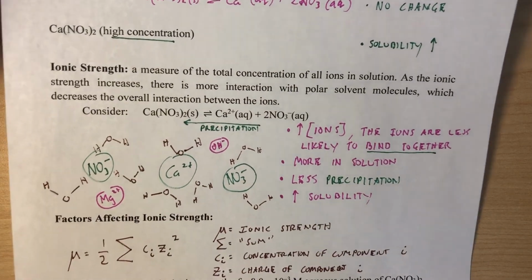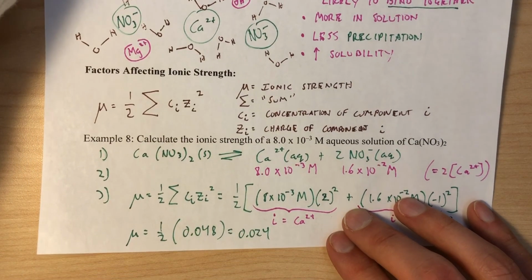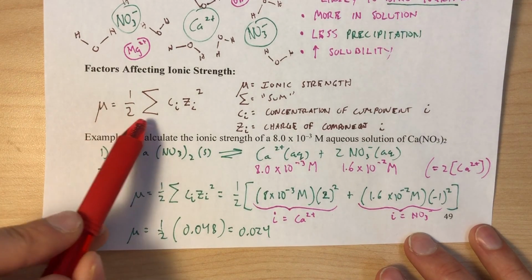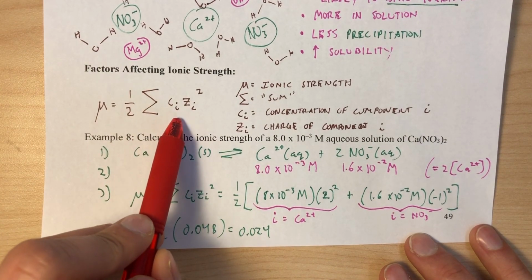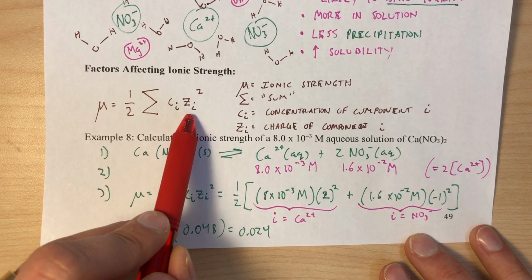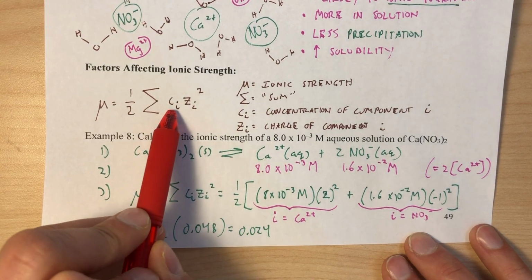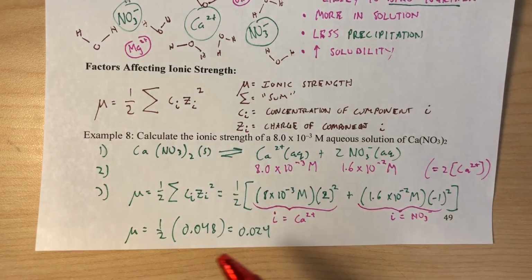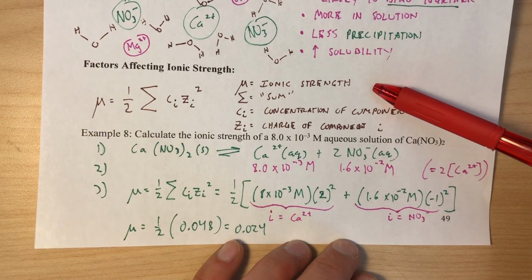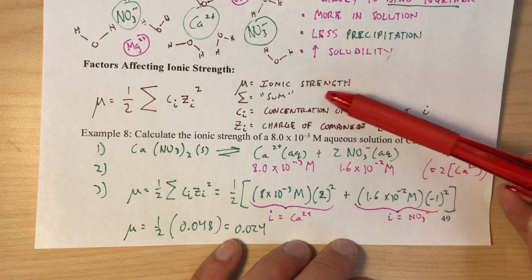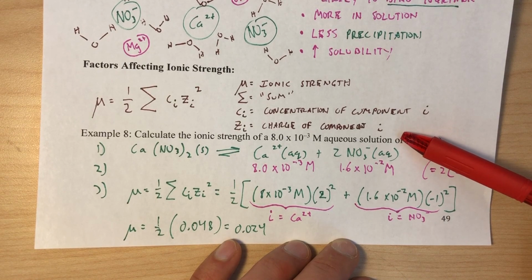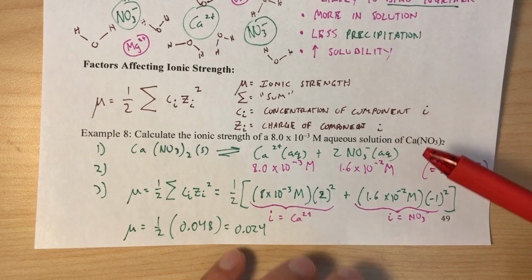Here are the factors that affect ionic strength, and we're going to describe ionic strength, mu, with the following equation. Mu is equal to 1/2 the sum of the concentration of component i times the square of the charge of i. So mu is the ionic strength, large sigma is the sum of, C sub i is the concentration of component i, and Z sub i is the charge of component i. So how do we use this?